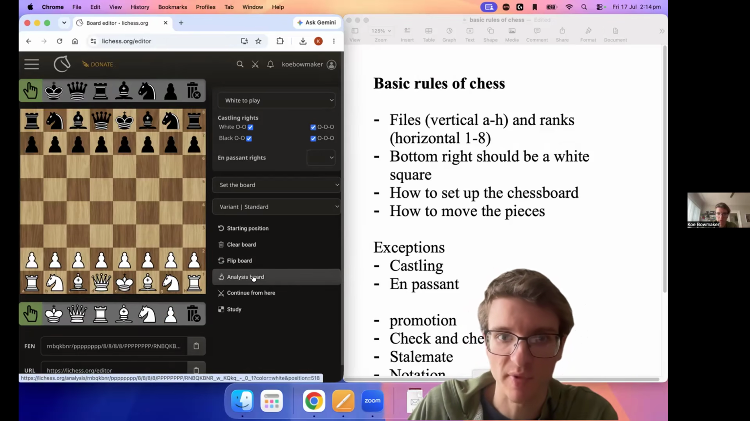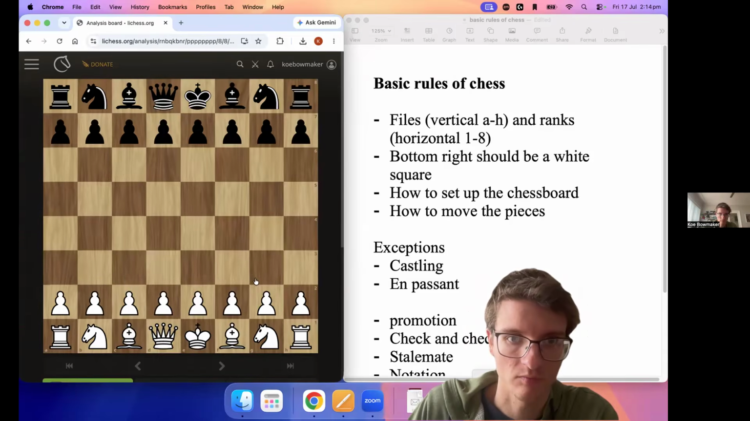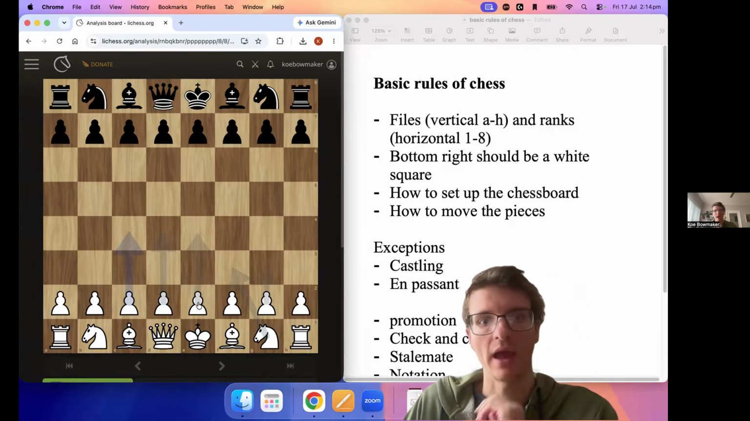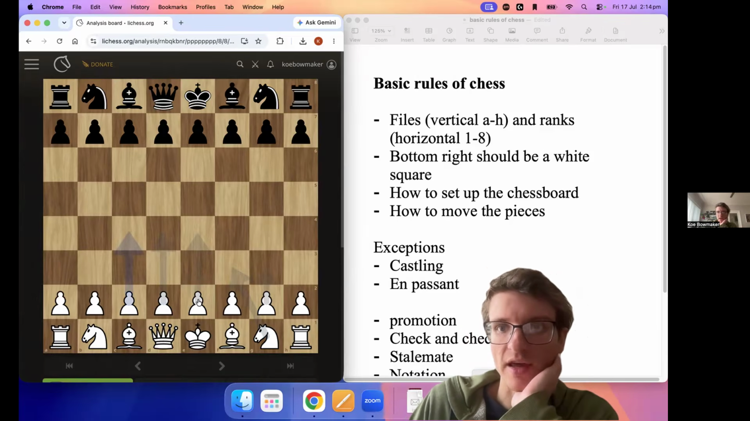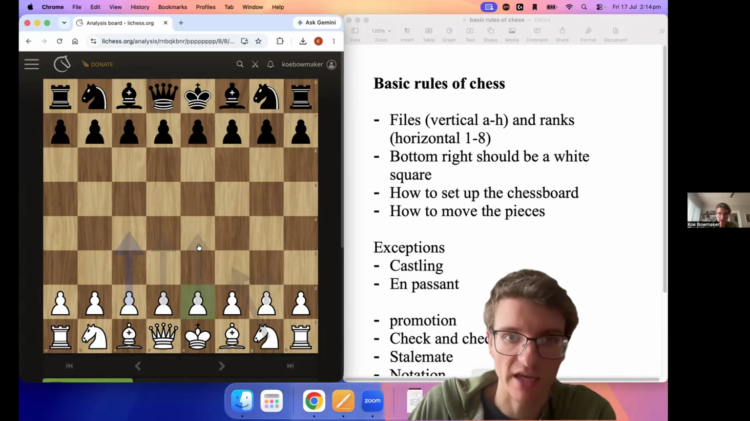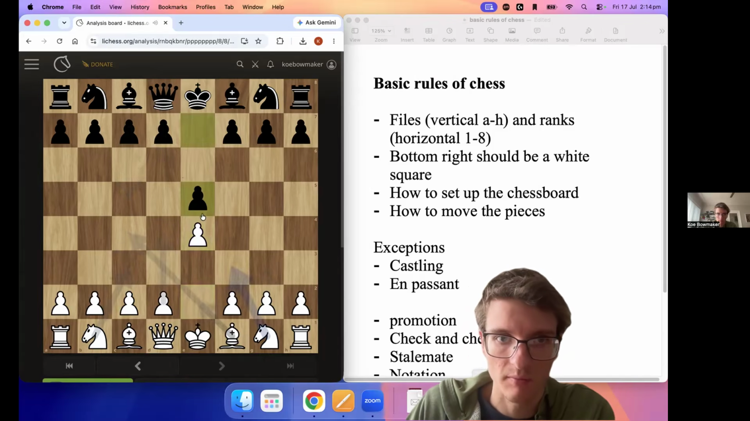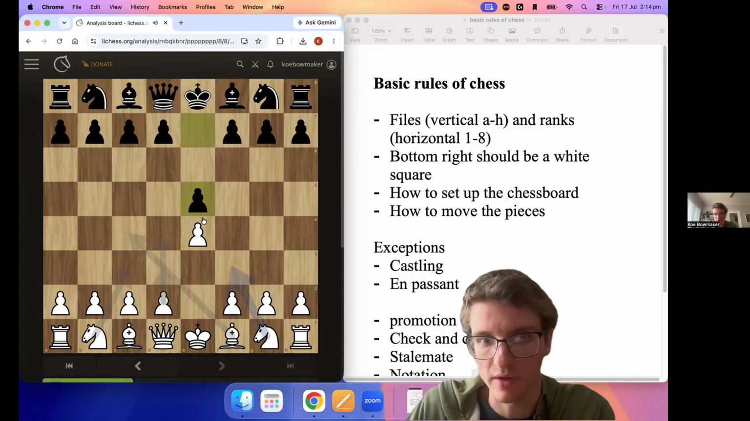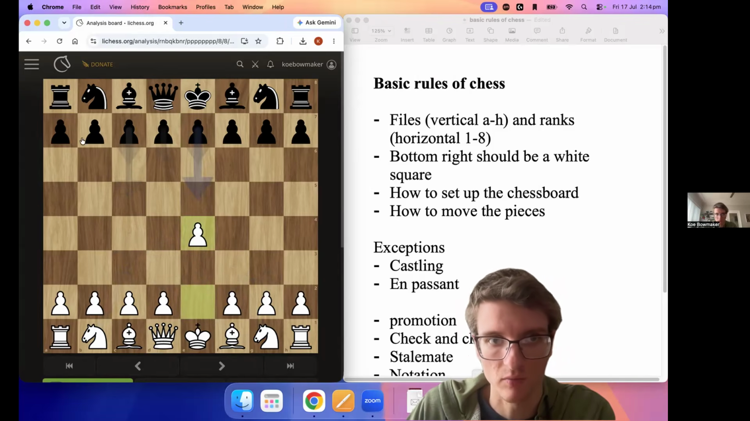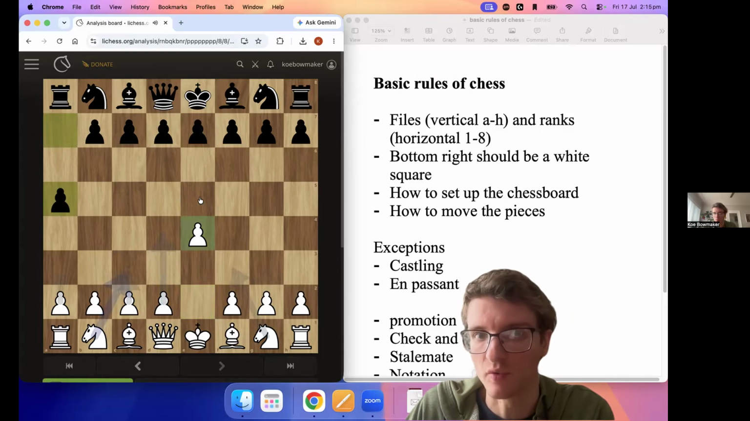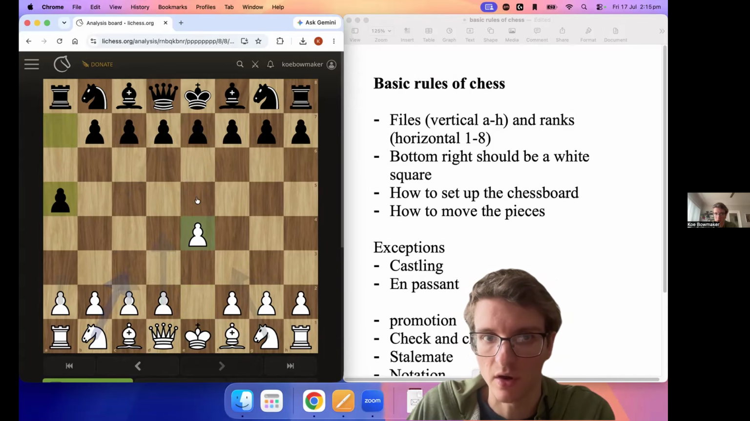Now I'm going to teach you how each piece moves. So we have the pawns. We'll start with the pawns. And the pawns, when they first move, they can move 2 squares forward. But after they've already moved, so let's say we move this 2 squares forward. After they've already moved, they can only move 1 square forward. So we can't go here to E6. We can only go to E5.